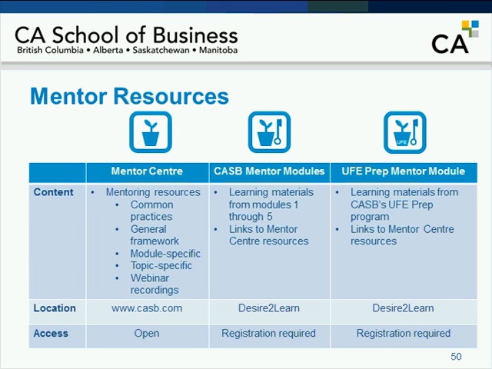And then finally, we have the UFI Prep mentor module, and that would contain all the learning materials from CASB's UFI Prep program. And it also links out to some of the relevant resources in the Mentor Center. And it would provide you with access to all of the materials that students get access to while they're preparing for the UFI. And again, this module is contained in Desire to Learn, and so you do have to register to get access. And so all of the resources that we discussed today are contained in either the Mentor Center or the CASB mentor modules.